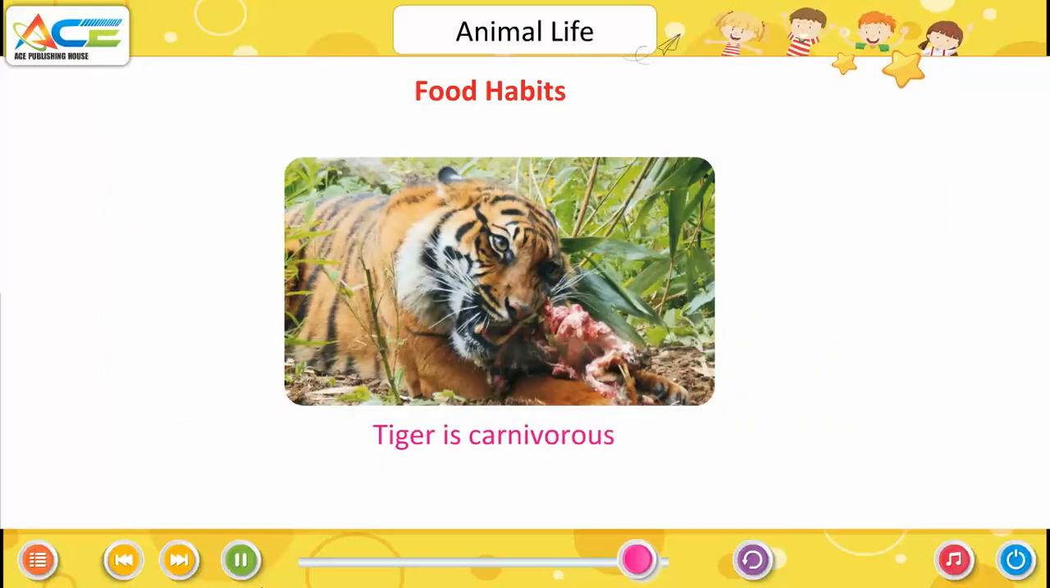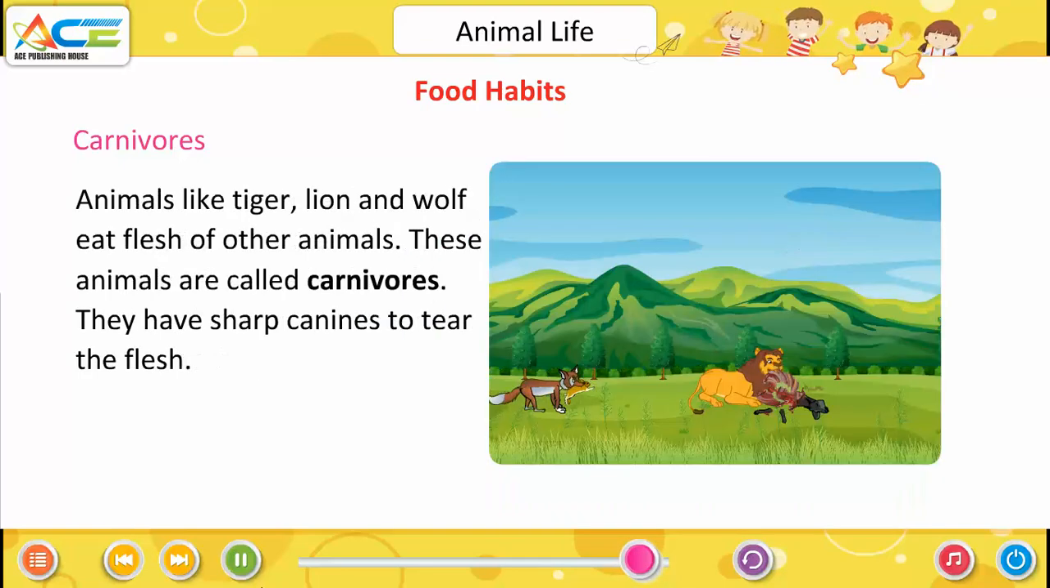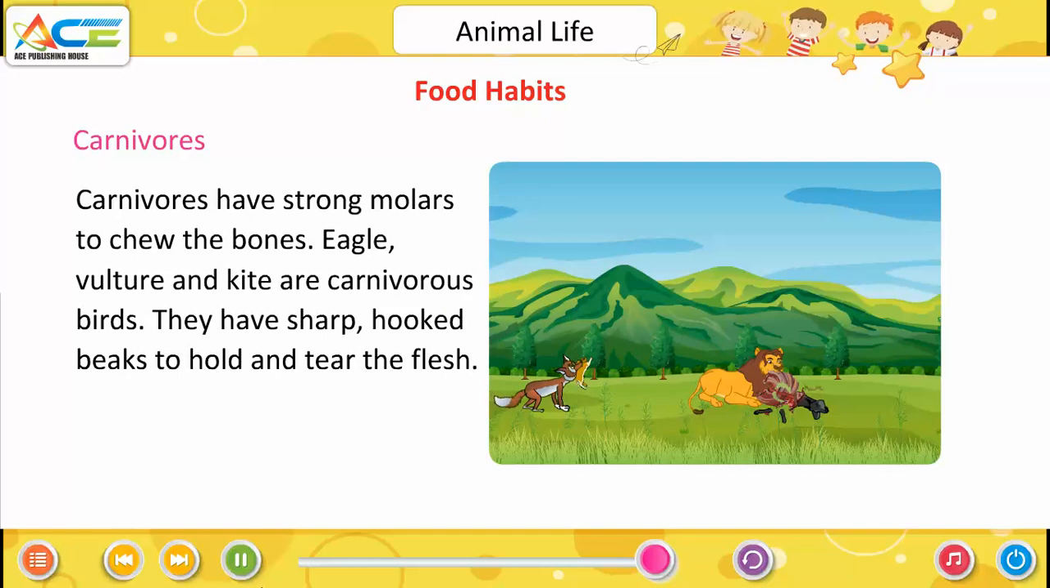Tiger is carnivorous. Animals like tiger, lion and wolf eat the flesh of other animals. These animals are called carnivorous. They have sharp canines to tear the flesh. Carnivores have strong molars to chew the bones. Eagle, vulture and kite are carnivorous birds. They have sharp, hooked beaks to hold and tear.